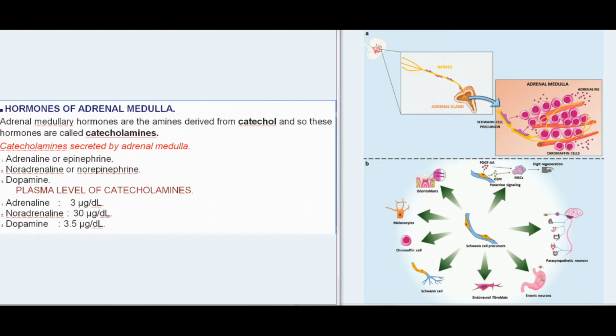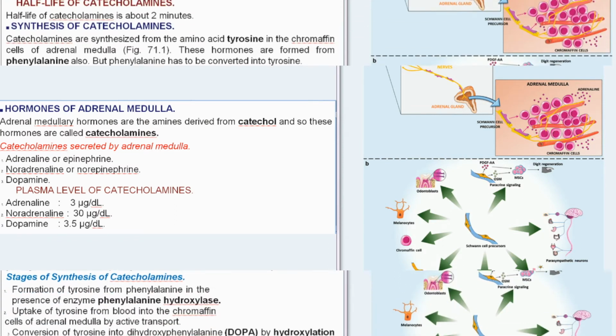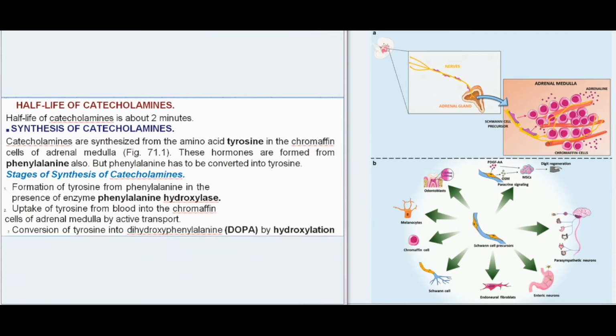Dopamine. Plasma level of catecholamines. Adrenaline, 3 g/dl. Noradrenaline, 30 g/dl. Dopamine, 3.5 g/dl. Half-life of catecholamines. Half-life of catecholamines is about 2 minutes.